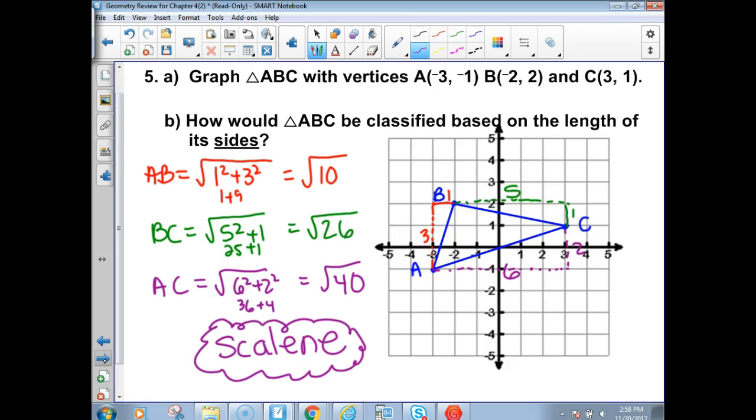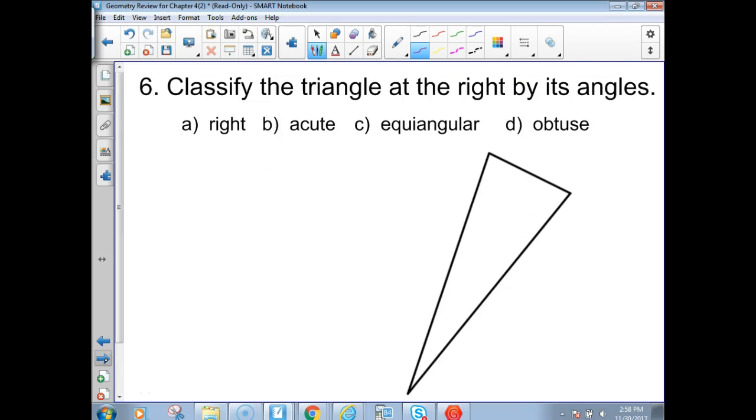Moving to number 6. This one we get to classify. It's already drawn for us. We just have to look at it. It says classify by its angles. So is it, these are all the types it could be. Remember, right triangle has one right angle. Acute, all three are less than 90. Equiangular, that sure doesn't look equiangular, like they're all the same. And obtuse, I don't see a big fat angle on that one. Does it have a right angle? Nah, they're all little, aren't they? Oh, it's acute. All angles were less than 90.